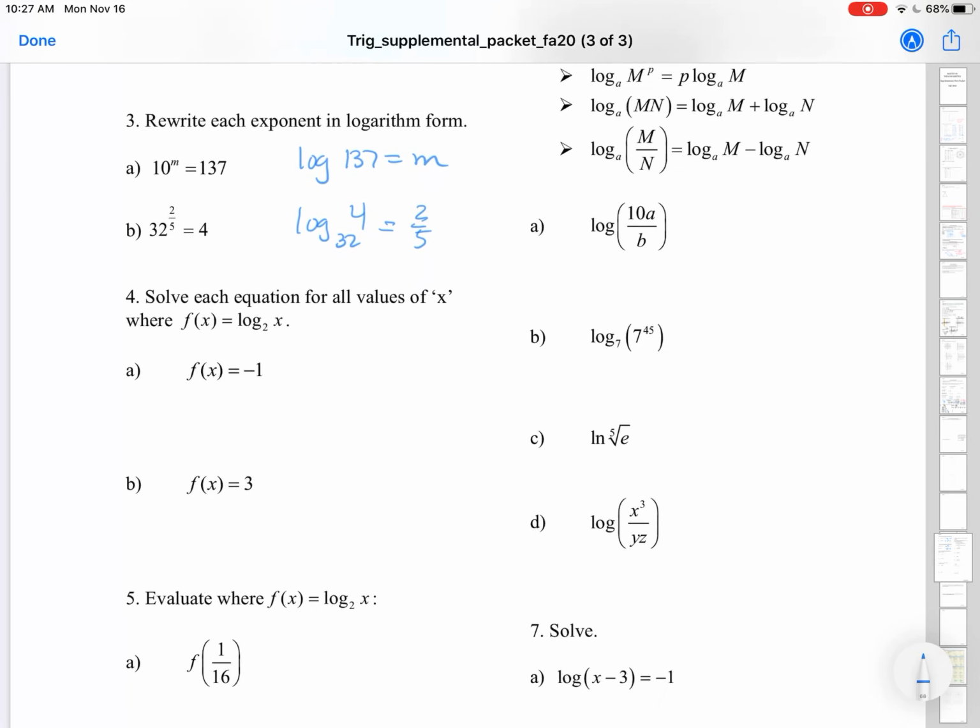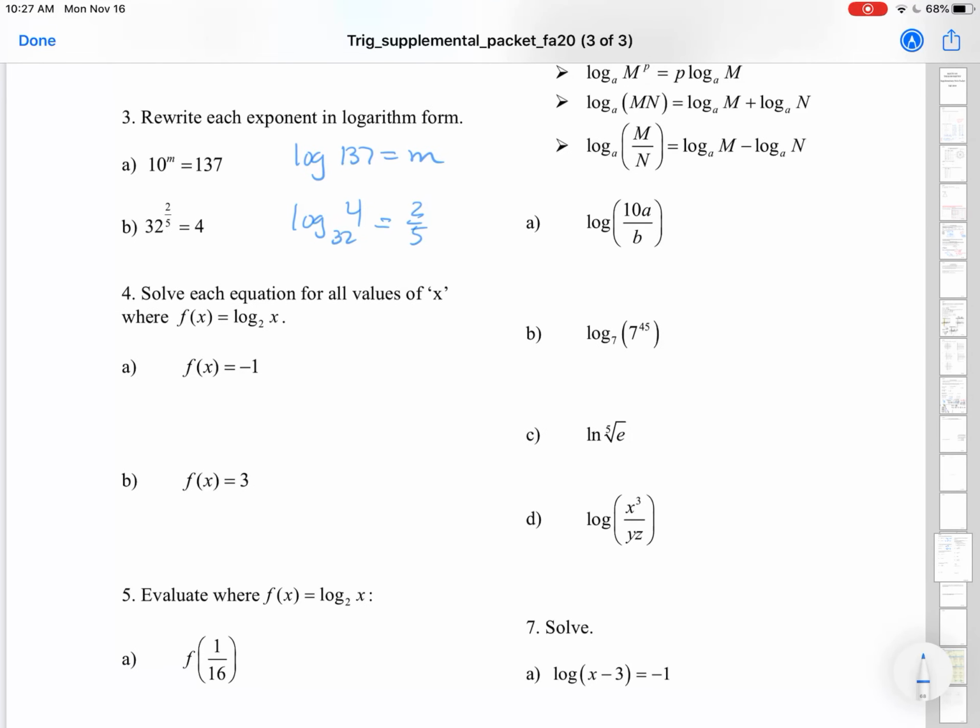So logs are important because sometimes we need to get to those exponents. And again, the properties of logs is really what helps us out. Solve each equation for x, where f of x is equal to log base 2 of x. So log base 2 of x is equal to -1. Well, the best way to solve that log equation is to put it in its exponential. The base to the power is equal to what the log's operating on. So what's x? Simply 1/2, and we're done.